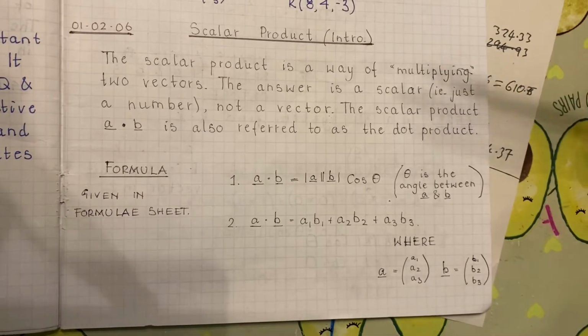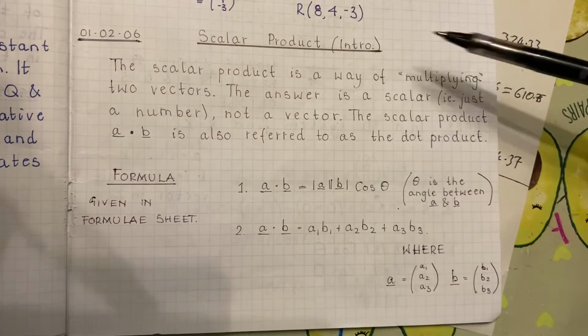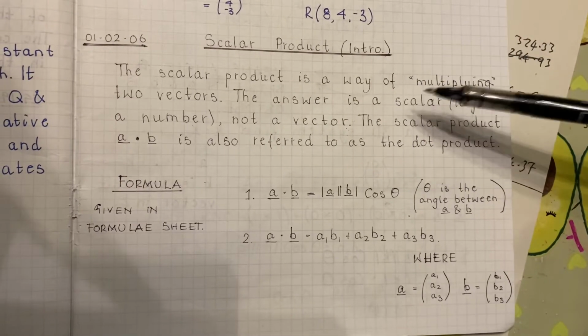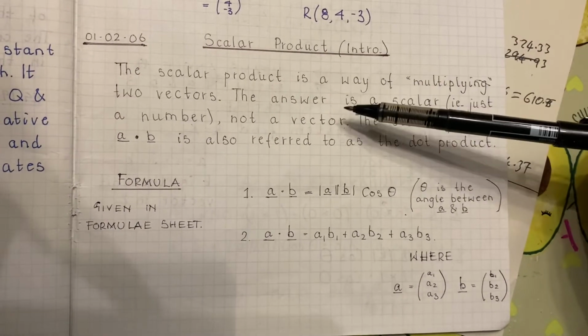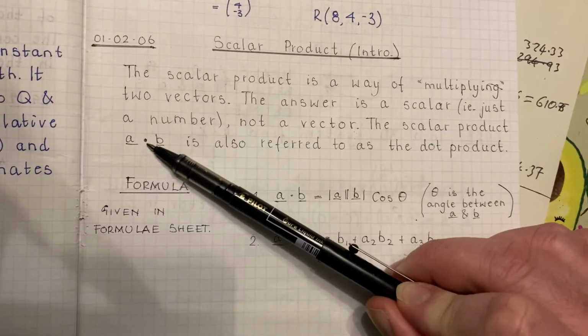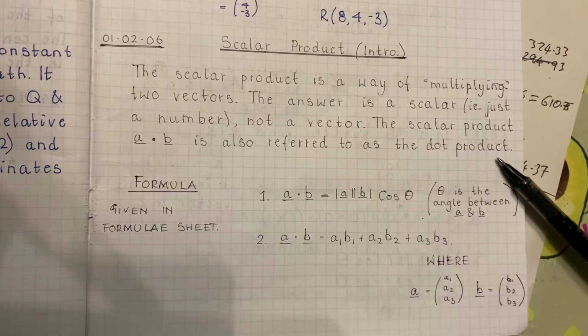So we're looking at scalar product. Scalar product is a way of multiplying two vectors and you'll get an answer in a scalar form, i.e. just a number, not a vector form. Scalar product is A dot B. It's also referred to as the dot product.